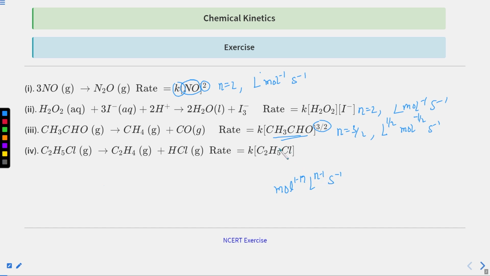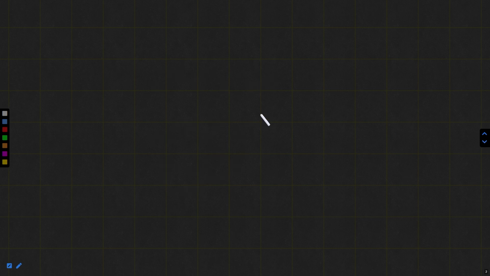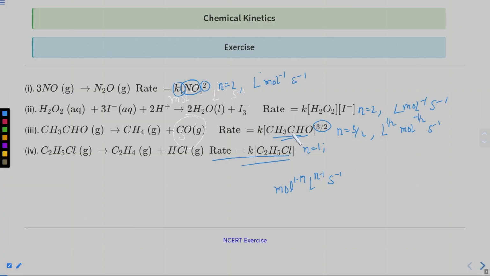Now next question. So rate equals C2H5Cl. What will be the order of reaction? There is only one reactant which has a power of 1, so n will be equal to 1, isn't it? Right? Now about the unit of the rate constant. Mole^(1-n): we have n equals 1, so it will be 0. Then liter^(n-1), again 1 minus 1, and then per second. So this will finally give you the rate constant unit as per second.